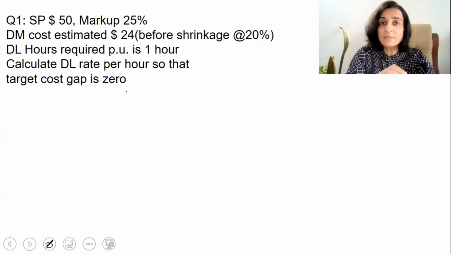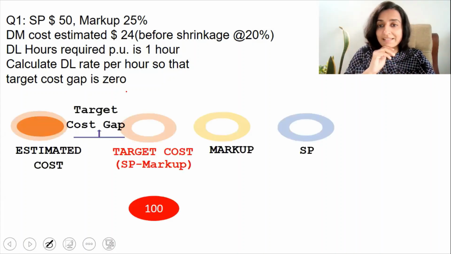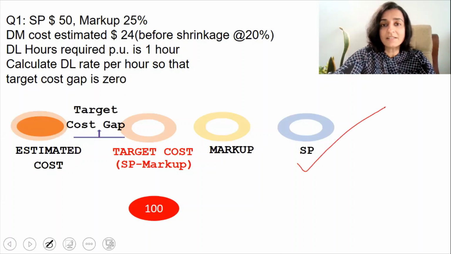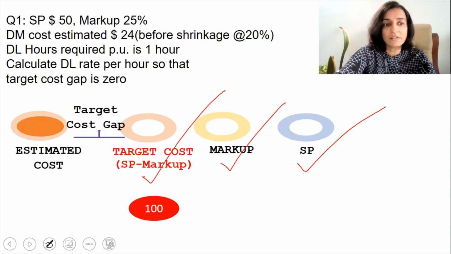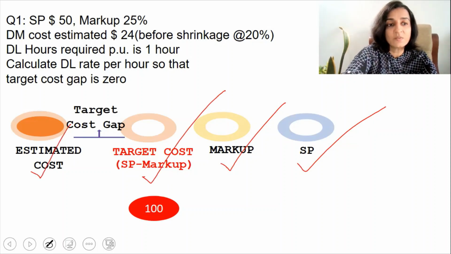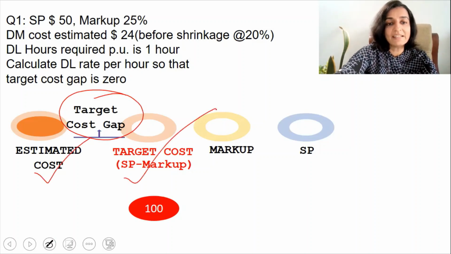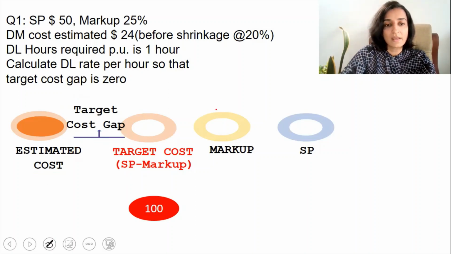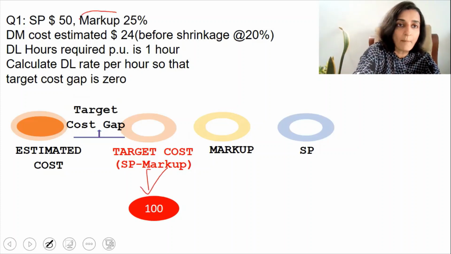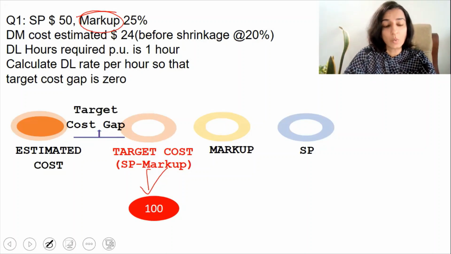So whenever you get a problem on target costing, please arrange the data from the question in the format that you have studied in the previous class. So the format appears like this. We have the selling price and we reduce the markup to get the target cost. Then we calculate the estimated cost. And the target cost gap is the estimated cost minus the target cost. Now the target cost is equated to 100 because it is the markup which is given in the question.